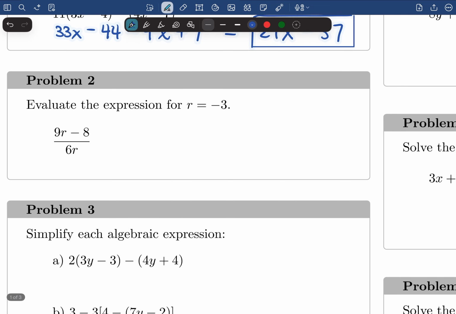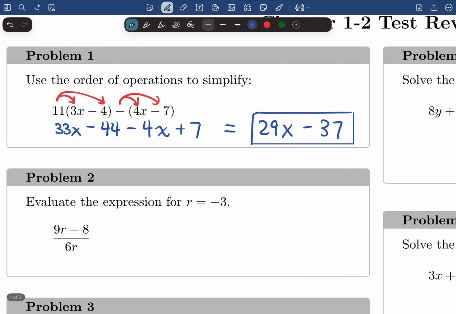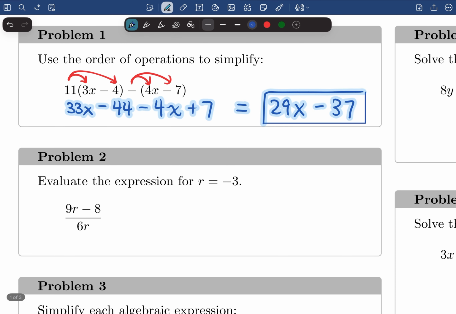Let's move on to problem number 2. Problem number 2 says evaluate the expression for r equals negative 3. Remember, the word evaluate means to plug in. So we're going to replace r's, any r's that we see in the expression, with negative 3. That's what we're going to do.